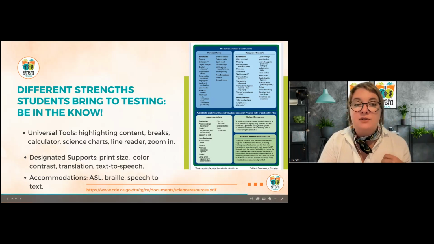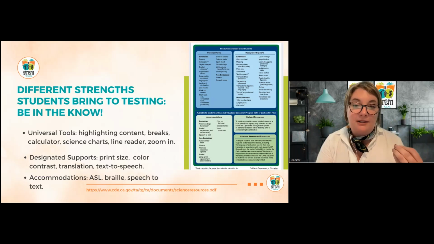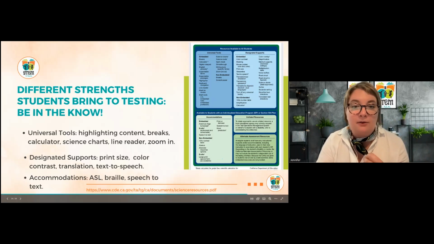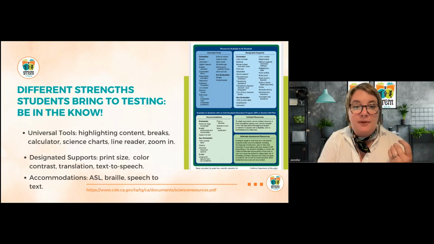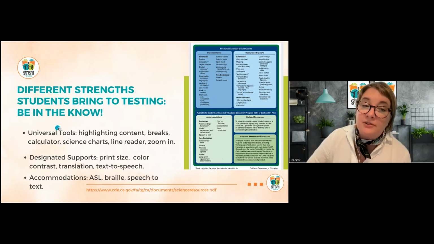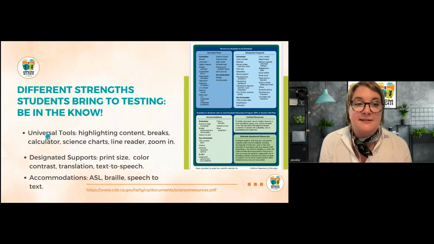Now, the bottom in green, these are accommodations. So these are items that would have to be written into an IEP. So if you need any kind of embedded supports like American Sign Language or Braille or any very specific accommodation, that has to be written into the IEP. So just good to know, be in the know. What does your child need to take the test successfully?